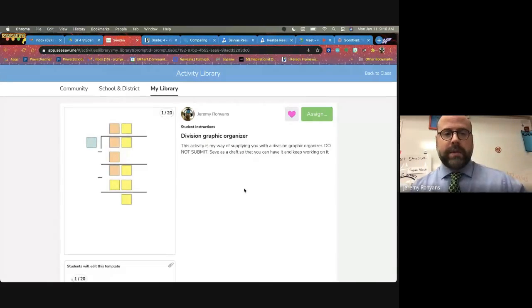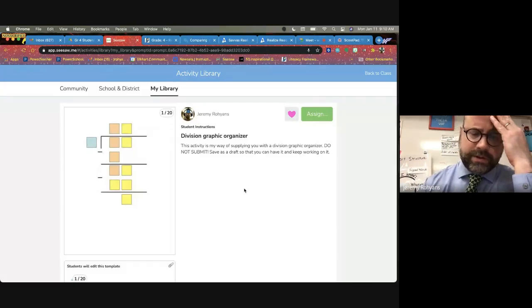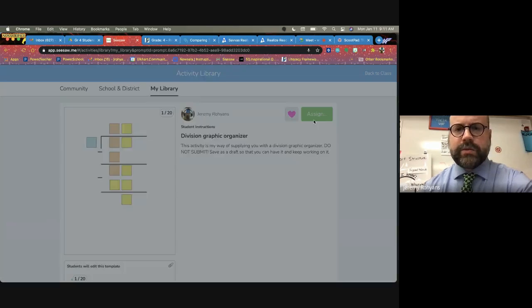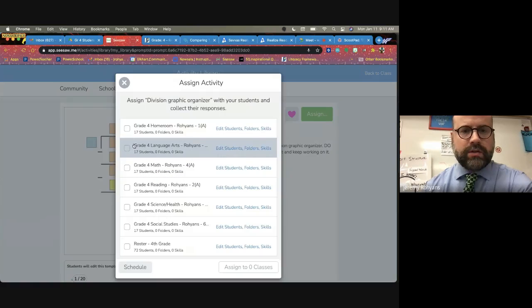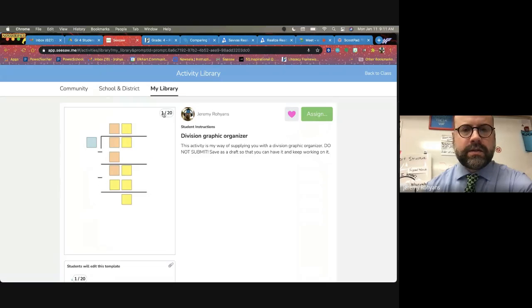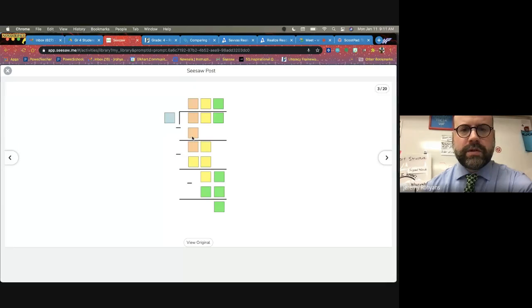And those of you in one of my math groups have used a version of this division graphic organizer. But as you can see, in all caps here, I put the grave message, do not submit it. Because I want you to just hit draft, because I don't want to have to send this back to you. And don't be alarmed by it saying there are 20 pages, because it's really just mostly graphic organizer and a few problems that we'll work through.